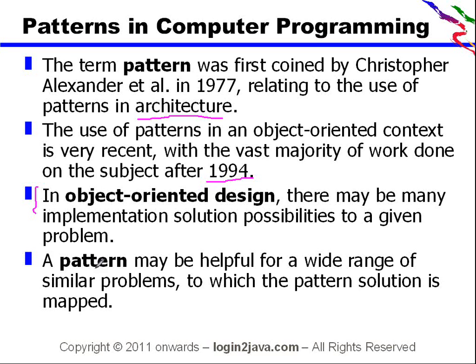But when it comes to object-oriented patterns, there are many things that come with object-oriented: classes, objects, interfaces, inheritance. This makes things more like real-world classes or objects. So in object-oriented, there may be many implementation solution possibilities to a given problem. A pattern may be helpful for a wide range of similar problems to which the pattern solution is mapped.